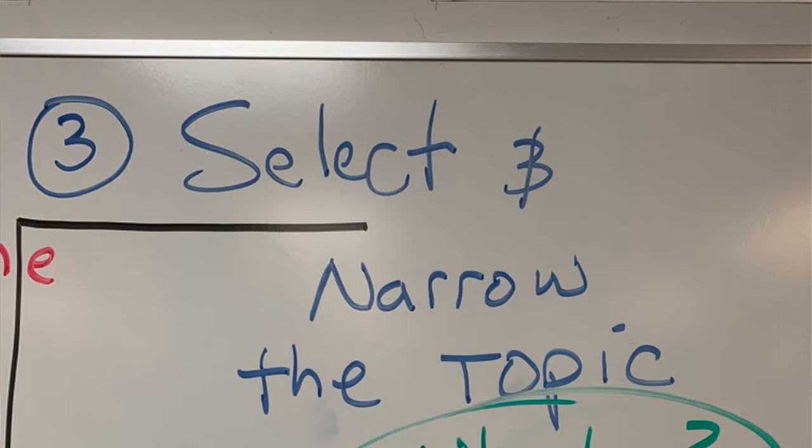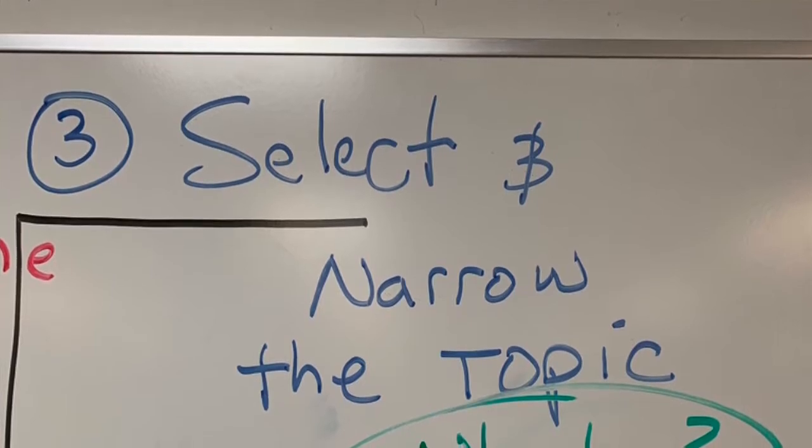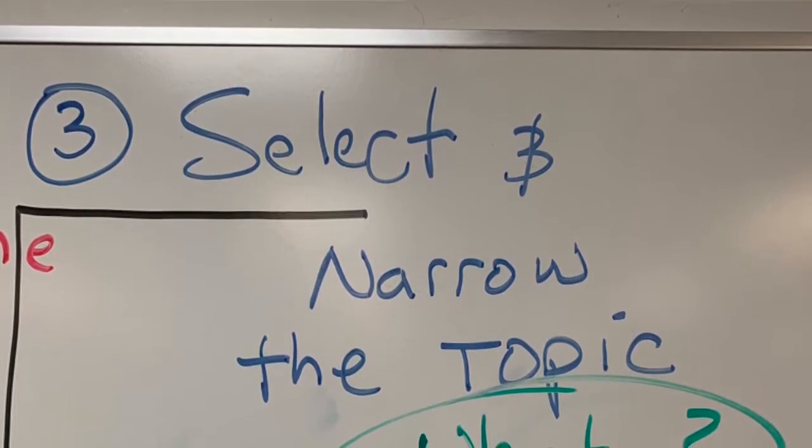Okay. Step number 1, determine the general purpose. Step number 2, analyze the audience and the occasion. And then, oh man, oh golly. Okay. Step number 3, a very complicated and elongated and parceled out step. We're going to divide it up. Step number 3 is to select and narrow the topic.